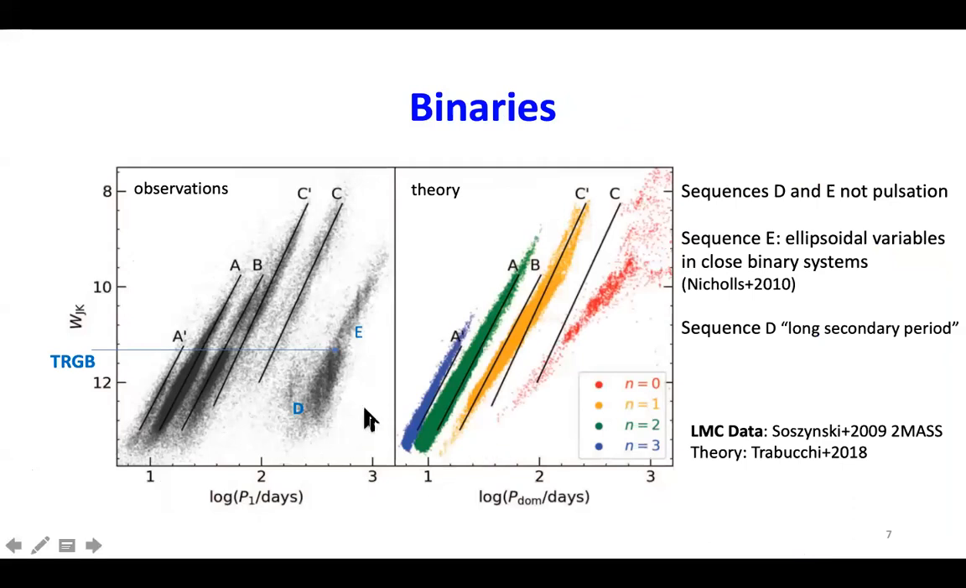I want to go back briefly to this diagram I showed earlier that we've seen many times. You will recall A, B, and C are the overtone pulsators. C is the fundamental pulsation mode. The other sequences over here remained a mystery for some while. We now understand that sequence E is ellipsoidal pulsation, and sequence D remained a mystery until earlier this year. Sequence D is the long secondary periods, because many of the stars in this region also show overtone pulsation.